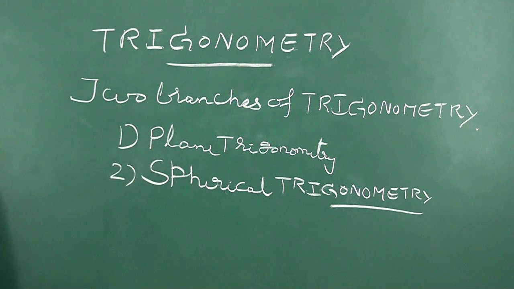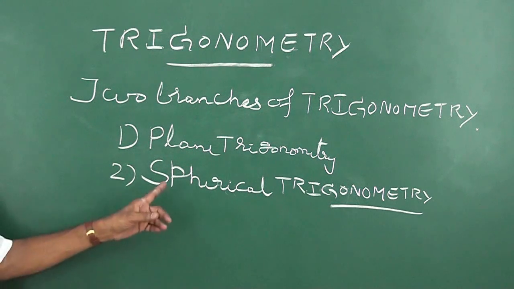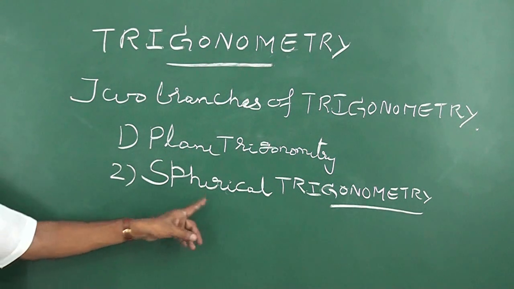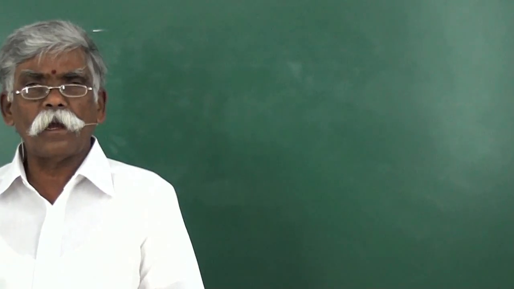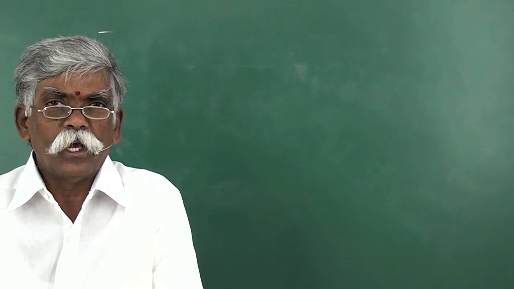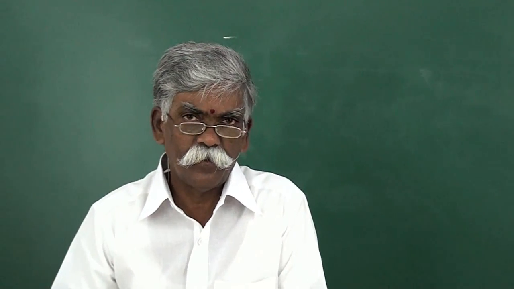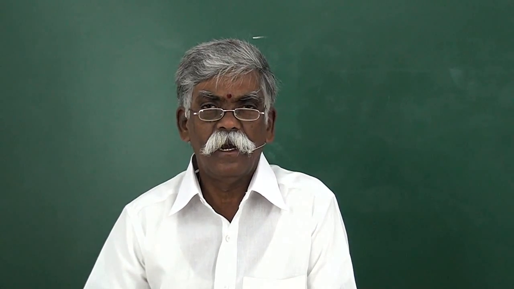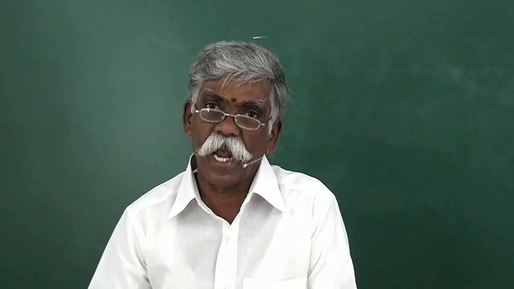Plane trigonometry deals with the angles and figures drawn on a plane, and spherical trigonometry deals with the angles and figures drawn on the surface of a sphere. So, either in plane trigonometry or in spherical trigonometry, we are going to deal with the angles and figures drawn on a plane or on a sphere. So hence, first let us know the definition of an angle.